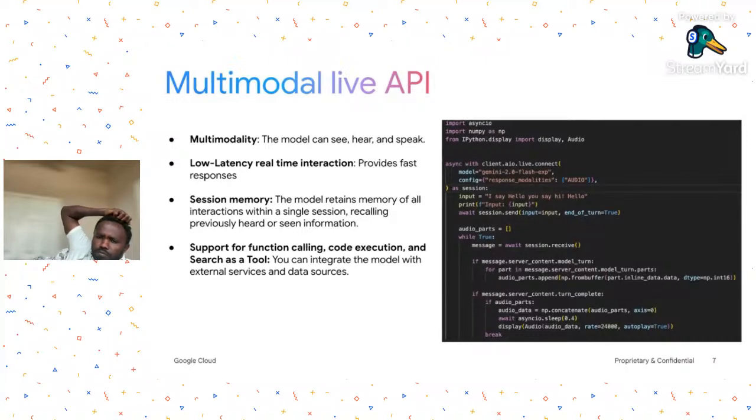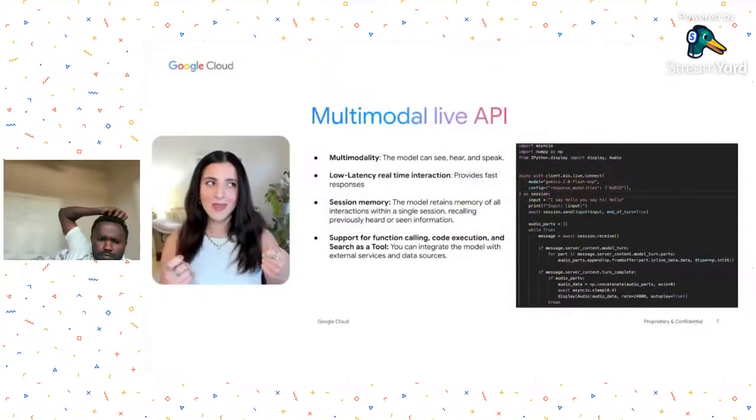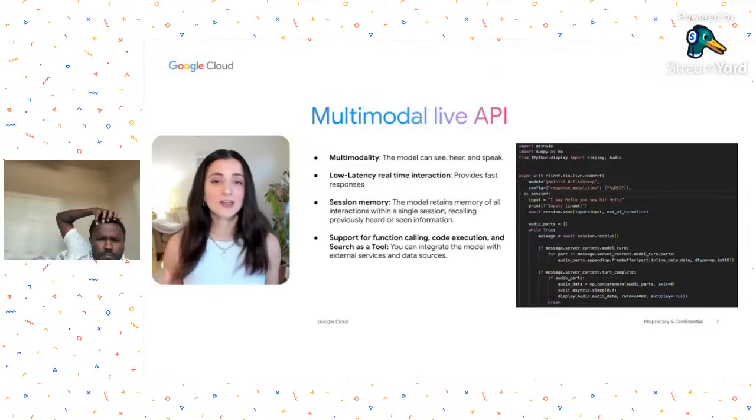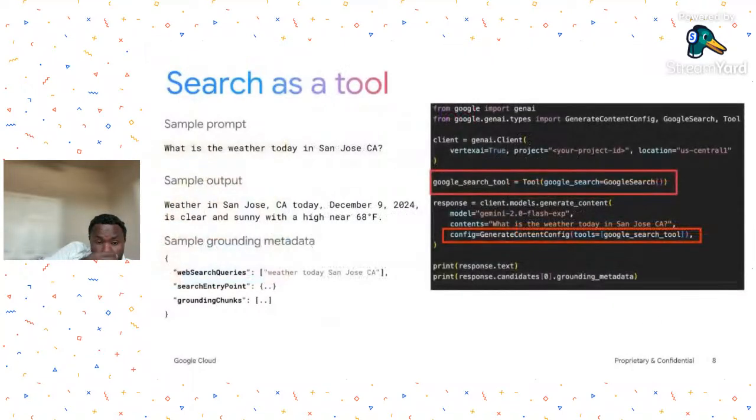So let's say you were to show Gemini a book, and then you move that book out of camera. You continue your conversation, but then you reference something that was on the cover of that book. The model will be able to recall that previously heard or seen information. Additionally, the multimodal live API does support function calling and tool use, so you can build a multimodal interactive application. Something else you'll hear a lot around Flash 2.0 is this idea of built-in tool usage.